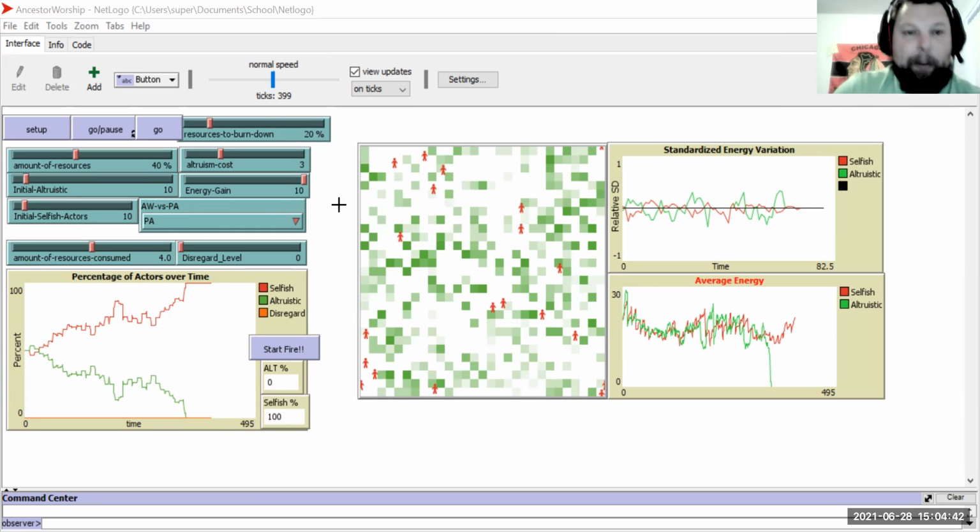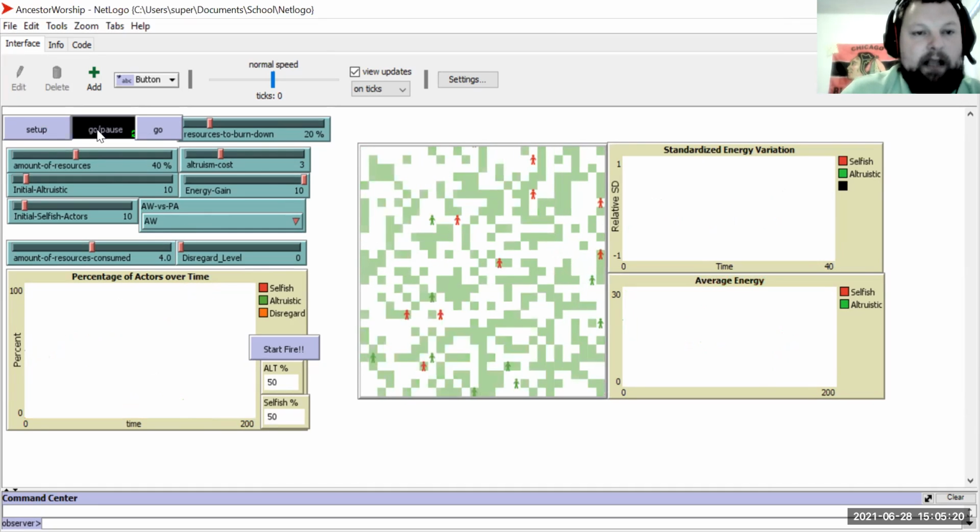When you set the AW versus PA, which stands for ancestor worship versus pure altruism, to ancestor worship, like so, the greens only behave altruistically with other greens, meaning that they only give up their own evolutionary fitness to help the evolutionary fitness of the other greens, regardless of whether or not they are related by blood, by genetics. Let's run the model again and see if this strategy is adaptive enough to outcompete a purely selfish strategy. So I did AW, I have to set it up again, and let's hit go/pause.